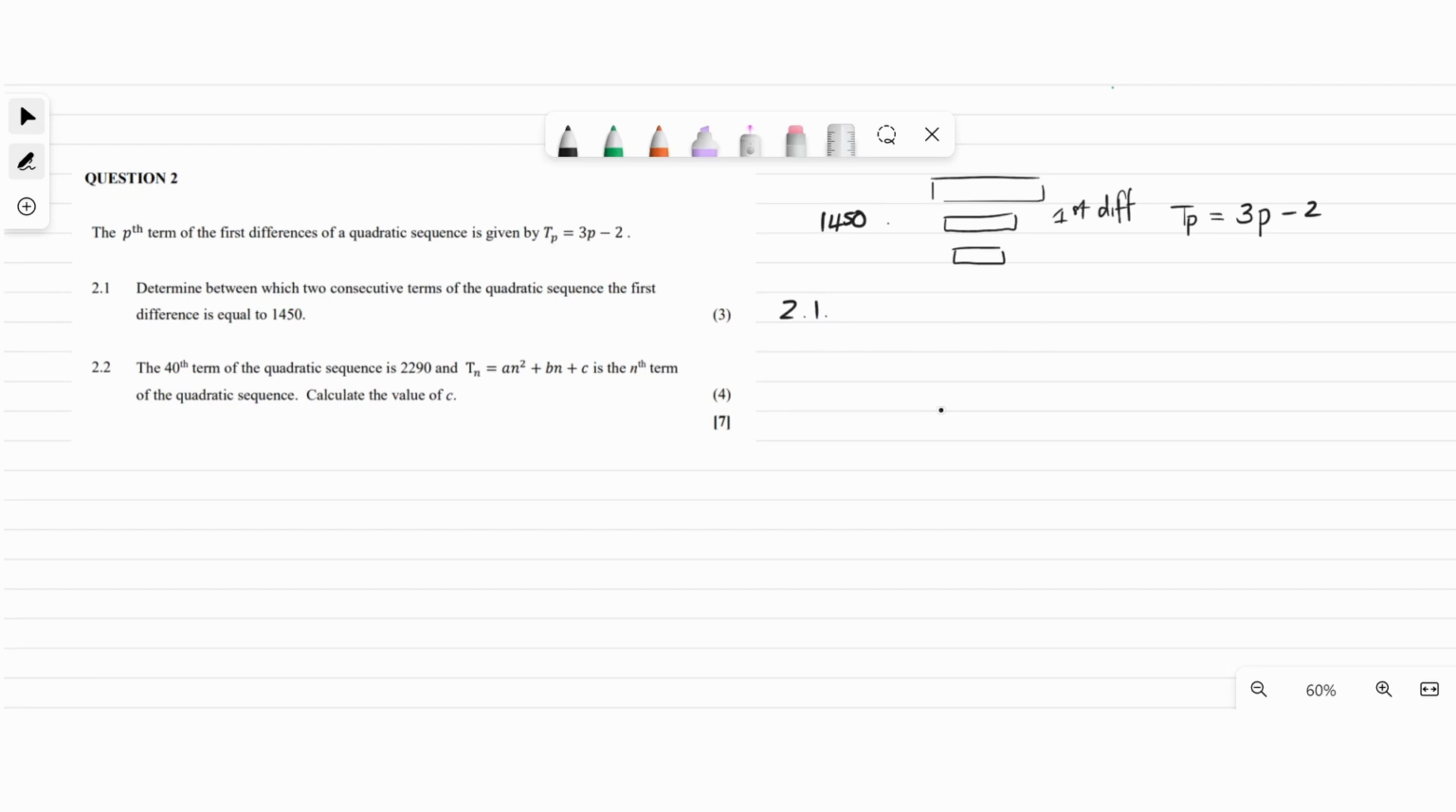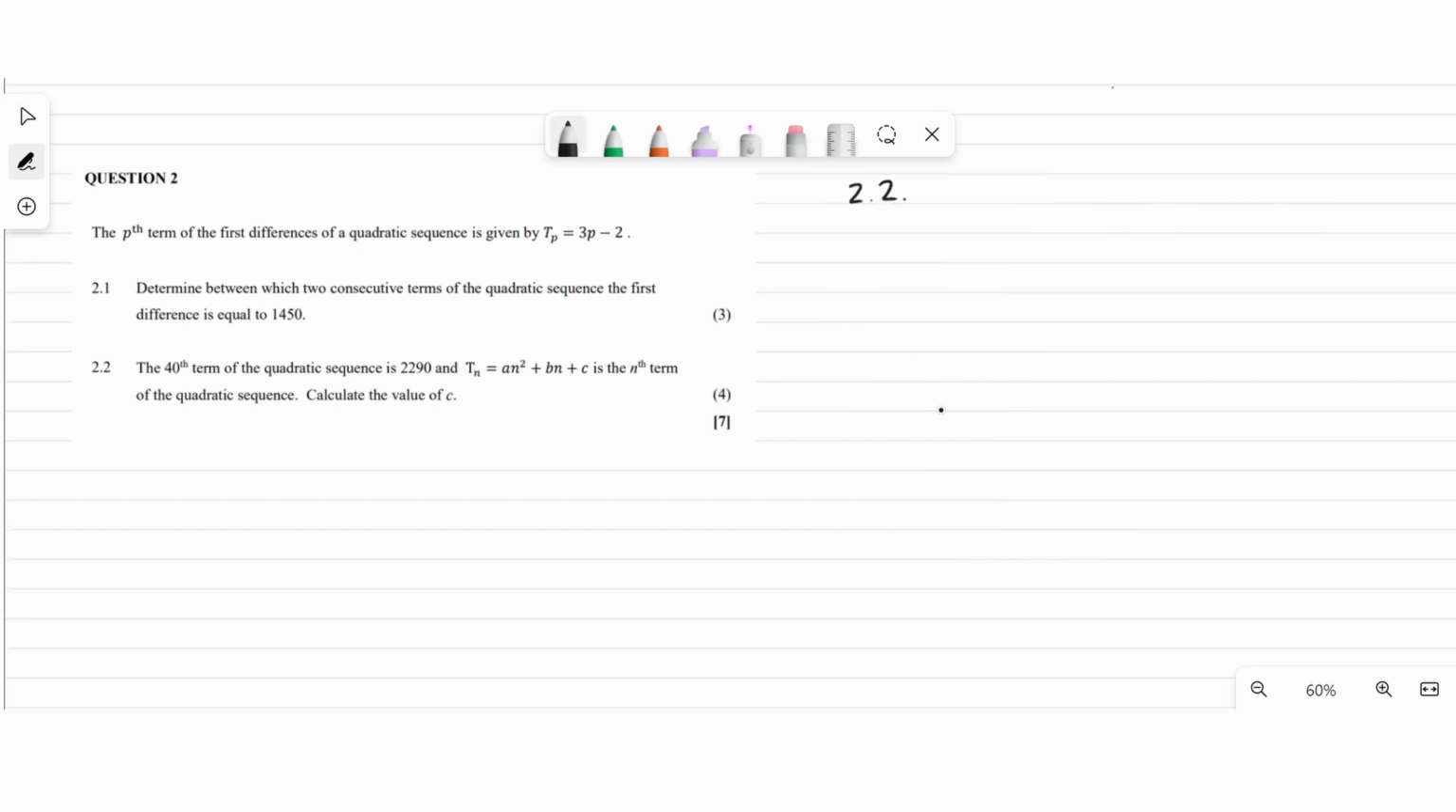Wherever we see TP, we're going to substitute by this. So TP is equals to 3P minus 2. So you're going to say 1450 is equals to 3P minus 2. Take the 2 to the other side. It's going to be 1452 is equals to 3P. Divide both sides by 3. So P is going to be equals to 484. But they want two consecutive terms, so your answer is going to be between 484 and 485. Then you're done because it's two consecutive terms.